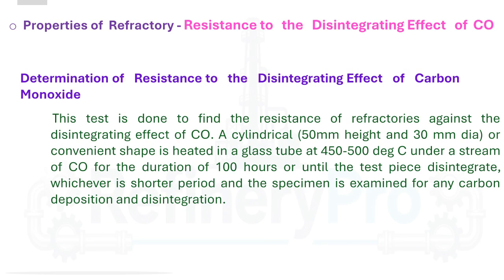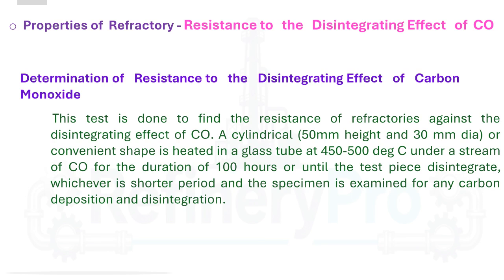The test procedure for carbon monoxide resistance is very specific. Cylindrical specimens are prepared, each measuring 50 mm in height and 30 mm in diameter, or any convenient shape of similar volume. These specimens are then placed in a furnace and exposed to a continuous stream of carbon monoxide gas. The temperature is maintained between 450 and 500 degrees Celsius, and the exposure continues for 100 hours, or until the specimen completely disintegrates, whichever comes first.